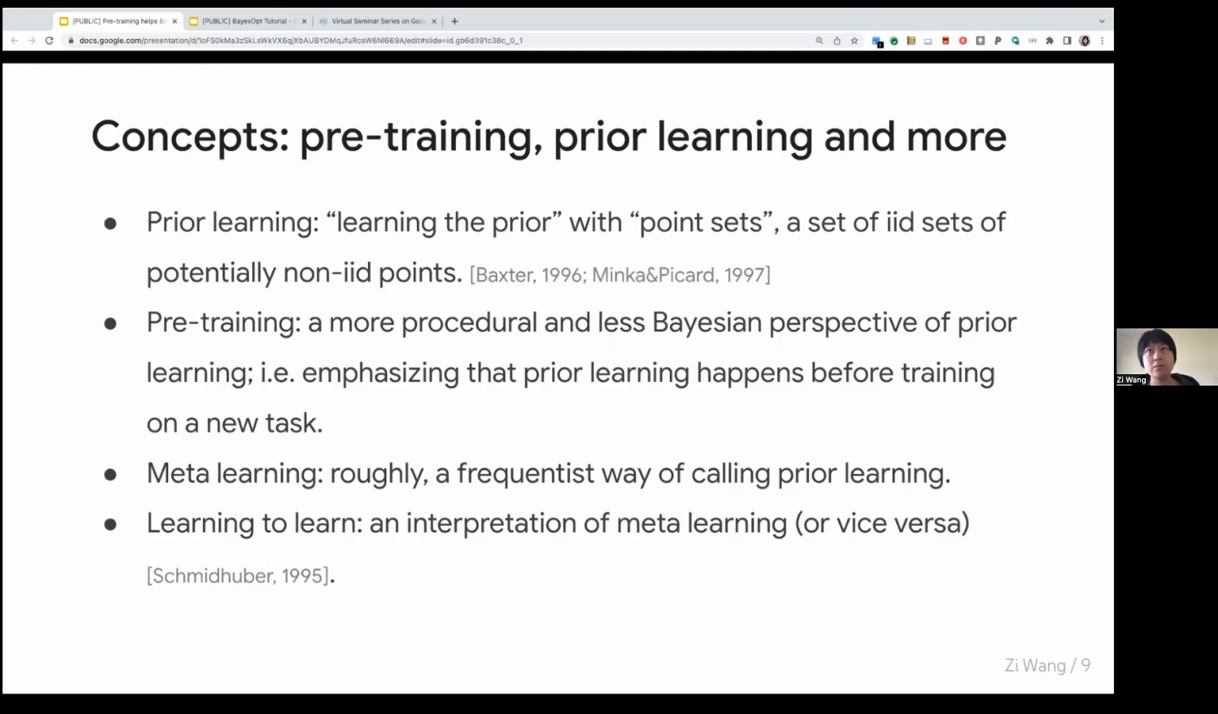And then there's pre-training, which is a relatively newer word, in terms of popularity. That's a procedure of learning these priors in a relatively non-Bayesian way. It emphasizes this prior learning part, which happens before training the actual model. So I think intuitively, for people not really familiar with this Bayesian type of thinking, pre-training is a much better word to describe what's going on right now. And then there's meta-learning. Roughly, it's a frequentist way of calling prior learning. And then there's learning to learn, which is an interpretation of meta-learning, or vice versa.